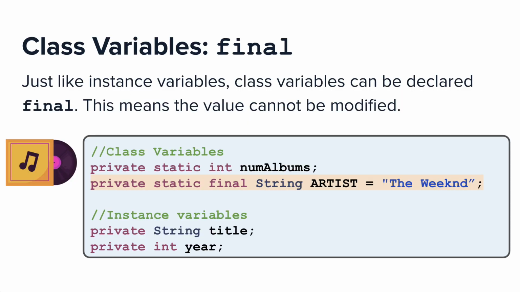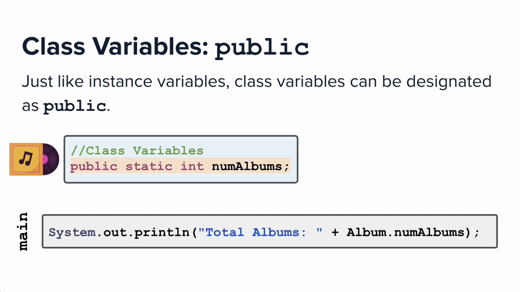A couple last notes. Just like instance variables, class variables can be declared final. This means the value cannot be modified. In this example, the class variable artist is declared final. This sets the artist as The Weeknd for all album objects. It means this value cannot be modified.